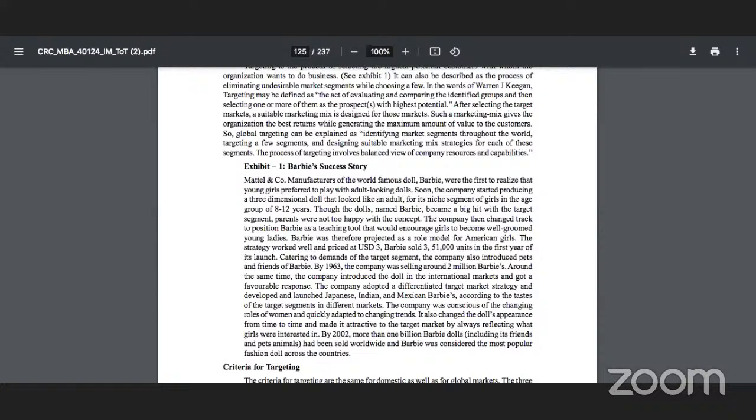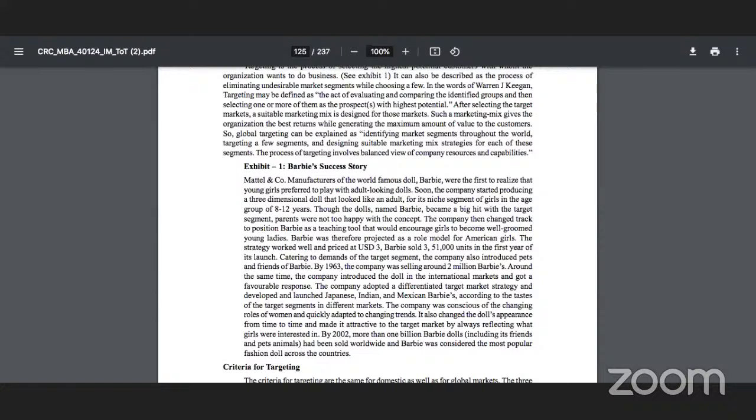Now, this is something that we all know, and it's very commonplace. But what did Mattel and Company do with Barbie? They identified a market where young girls want to play with dolls which are adult looking. So the company started producing a three-dimensional doll that did look like an adult for its niche segment of girls in the age group of 8 to 12 years. And the doll named Barbie became such a big hit with the target segment.